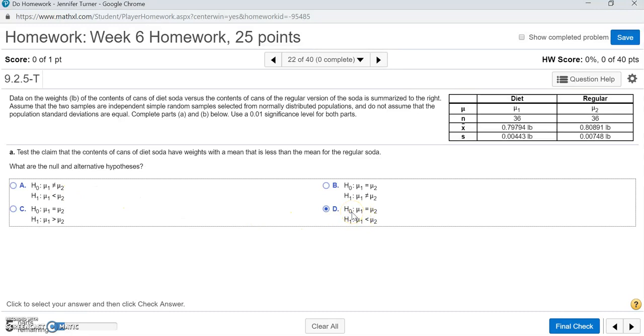Letter D says that the null hypothesis is mu1 is equal to mu2, and the alternative hypothesis is mu1 is less than mu2. And that's what we wanted here. The diet soda have weights with a mean less than the mean for the regular soda.